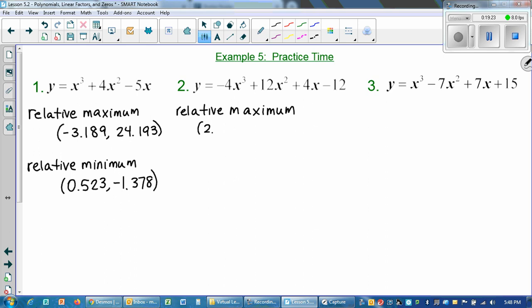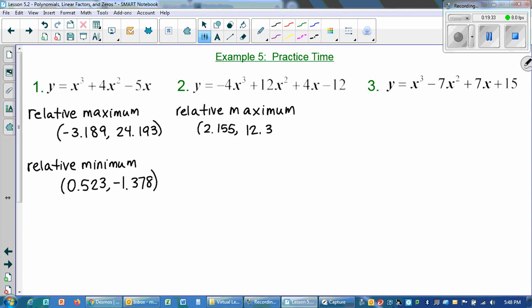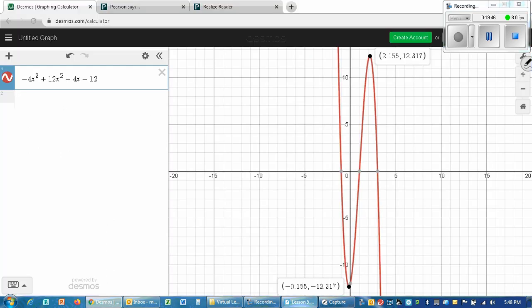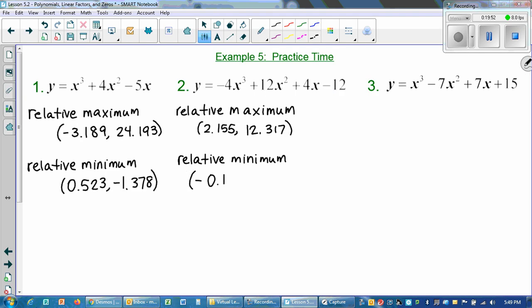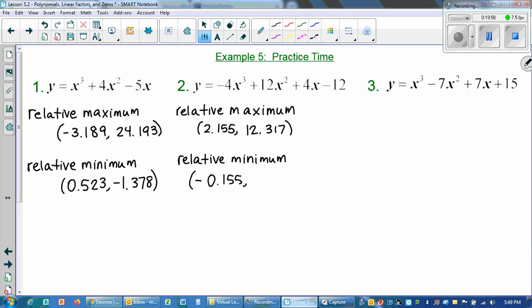is at 2.155 and 12.317. And my relative minimum is at negative 0.155 and negative 12.317. Here is my relative maximum and my relative minimum for example number 2.